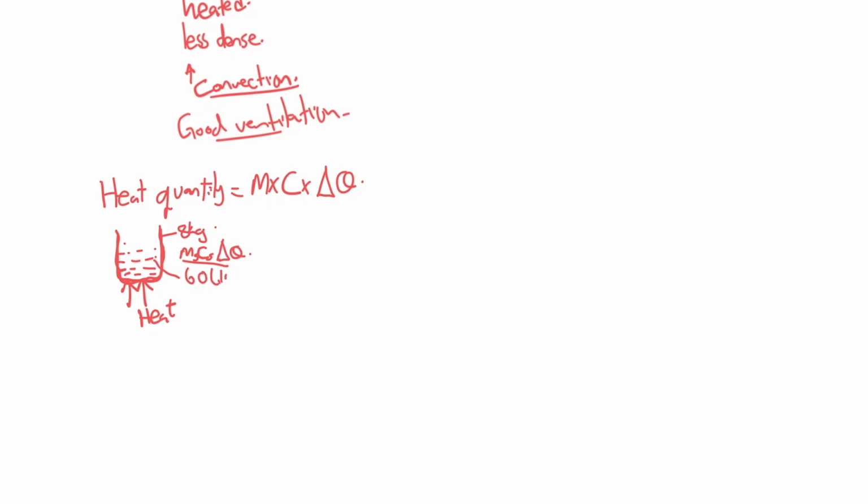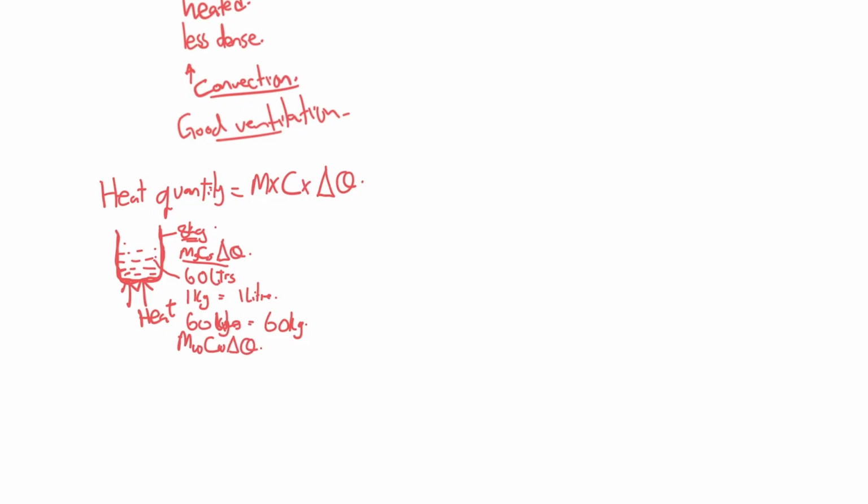Now you need to convert the liters to kilograms to have the same units. Now 1 kilogram is equal to 1 liter, meaning that the 60 liters are equal to 60 kilograms. Now the quantity of heat that is going to be absorbed by the water will be the mass of that water times the specific heat capacity of the water times the temperature change.